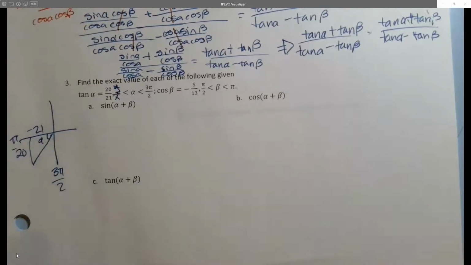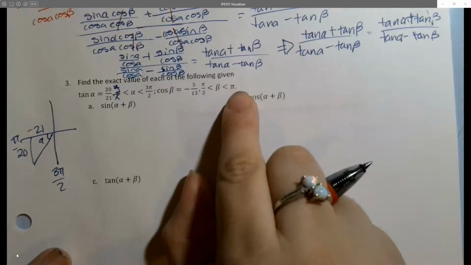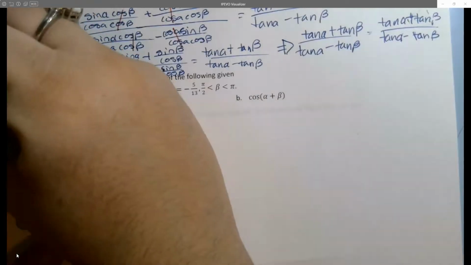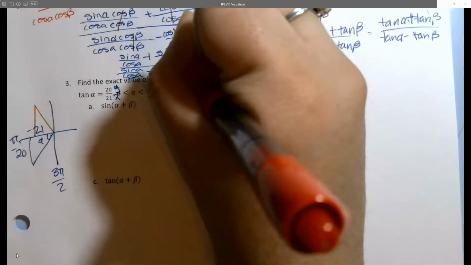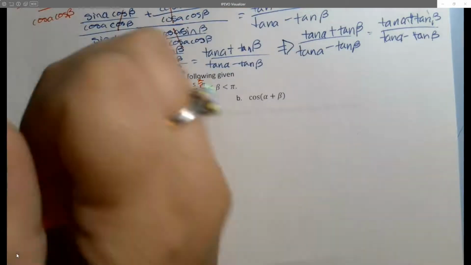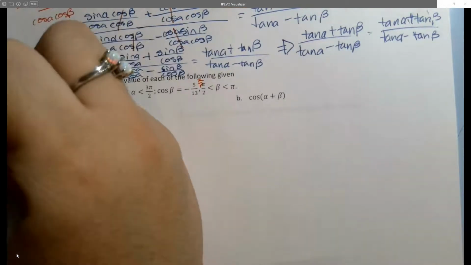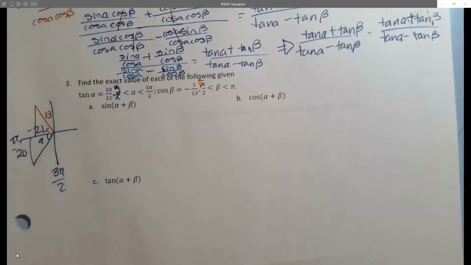For beta, I'm going to do beta in red. It tells me this one is between pi halves and pi, so I'm going to draw this on the same graph. It tells me cosine is negative 5 over 13. Remember, cosine is x over r. So I'm going negative 5 to the left, 13 for my hypotenuse. Then I just need to figure out my third side for each of those.